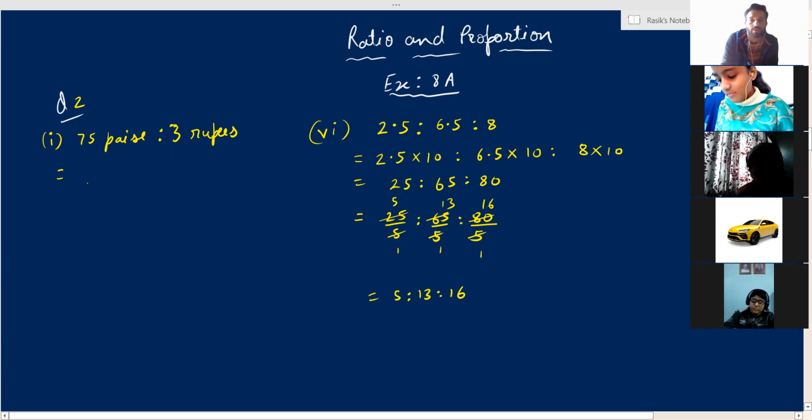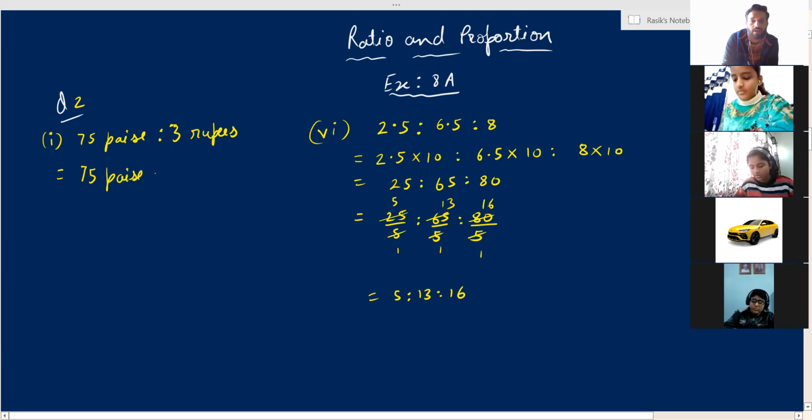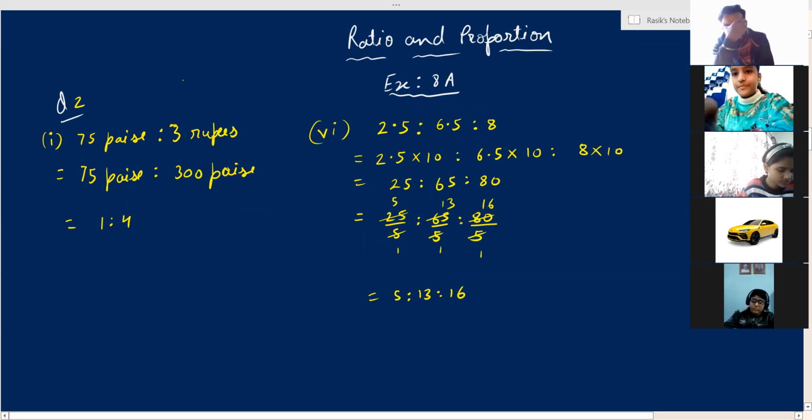Okay, 75 paise and 3 rupees. So you will convert rupees into paise first. 1 rupee equals 100 paise. 75 paise ratio 300 paise. You all know how to change rupees into paise. So what is the ratio that we get? We can divide by 25. Or we can straight away divide by 75 also. So we get 1:4 directly. Divide by 75. Okay. 300 divided by 75 is 4. Okay.